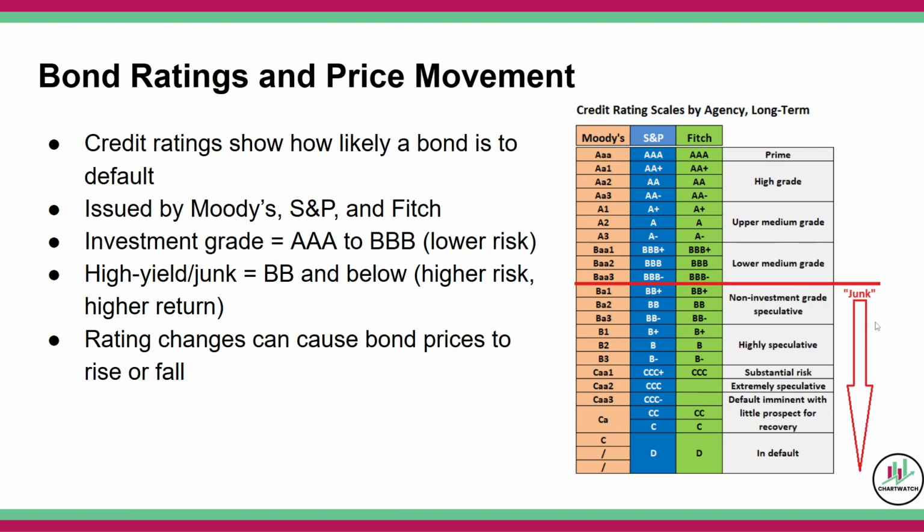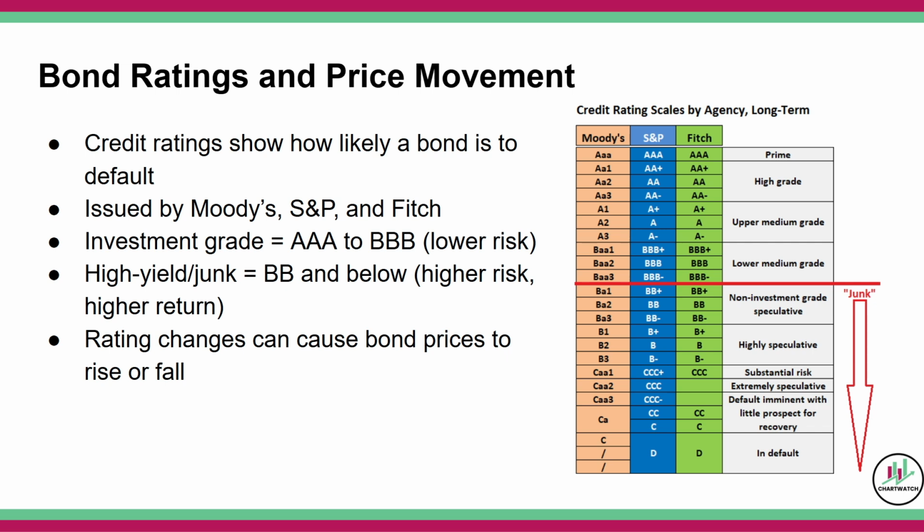Another thing quickly I want to talk about is bond ratings and price movements. Bond ratings are a major factor in how bond prices move because they tell investors how likely the issuer is to repay its debt. These ratings are assigned by agencies like Moody's, S&P, and Fitch, and they range from triple A, which is the safest, down to D, which is default. Default means you lose money, bankrupt.